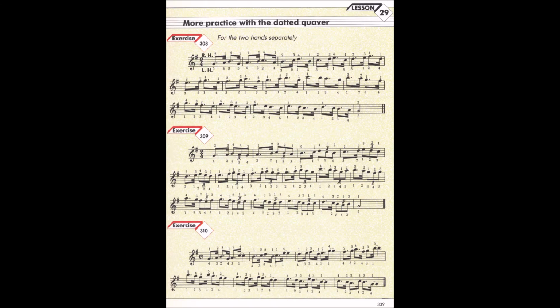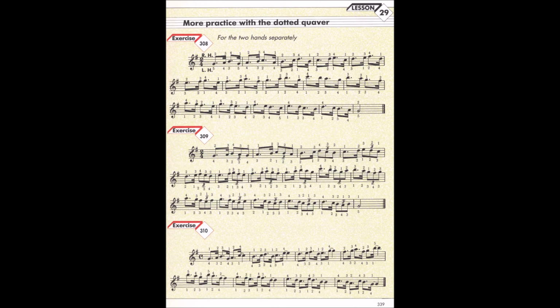The first group of exercises for this lesson, numbers 308 to 311, will give you extra practice playing dotted quavers. You first ran into these dotted quavers in lesson 27, but the rhythms that they set up are important enough to merit some more attention. These exercises are also an essential preparation for our solo piece, Baby Blues, which follows.